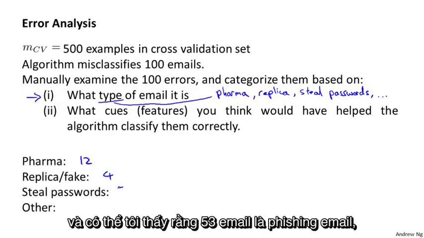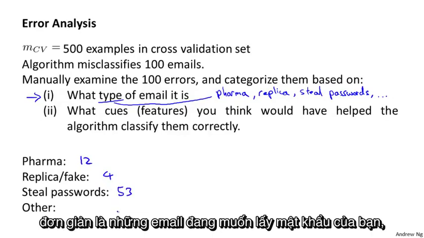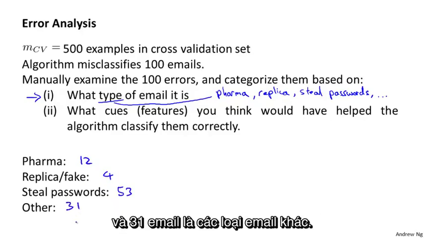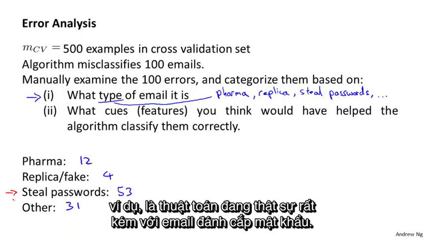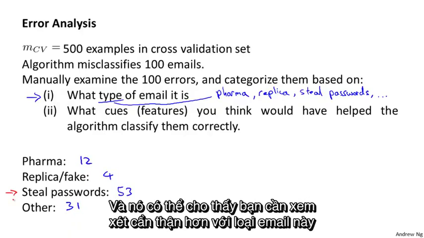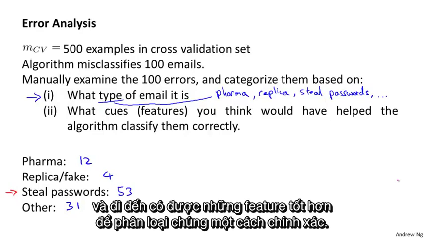And maybe I find that 53 of them are what's called phishing emails, basically emails trying to persuade you to give them your password, and 31 emails are other types of emails. And it's by counting up the number of emails in these different categories that you might discover, for example, that the algorithm is doing particularly poorly on emails trying to steal passwords, and that might suggest it's worth your effort to look more carefully at that type of email and see if you can come up with better features to categorize them correctly.